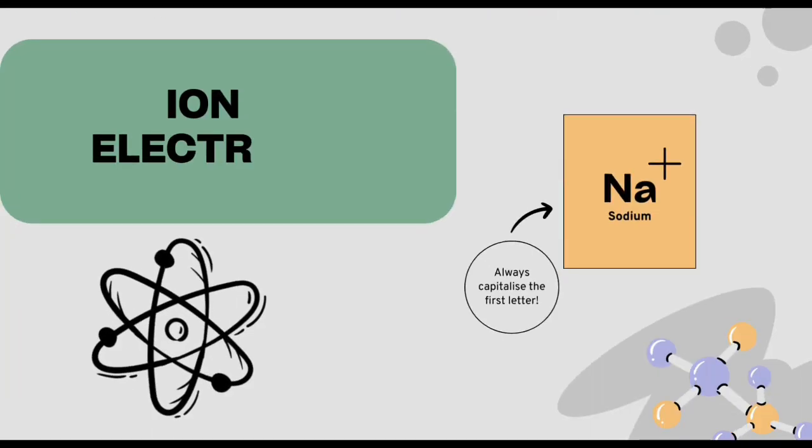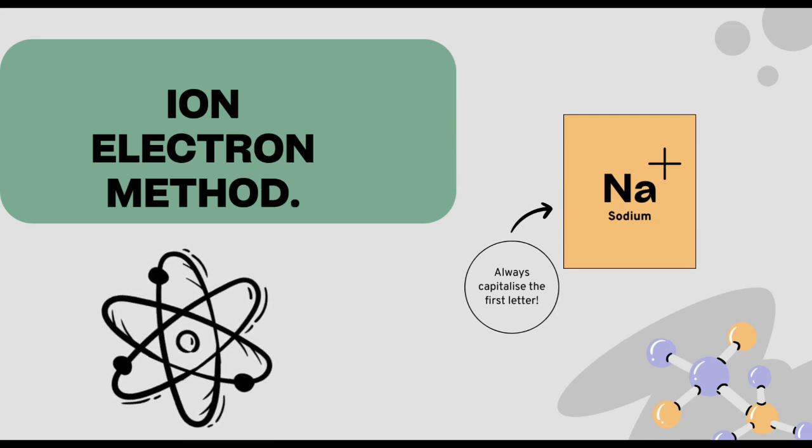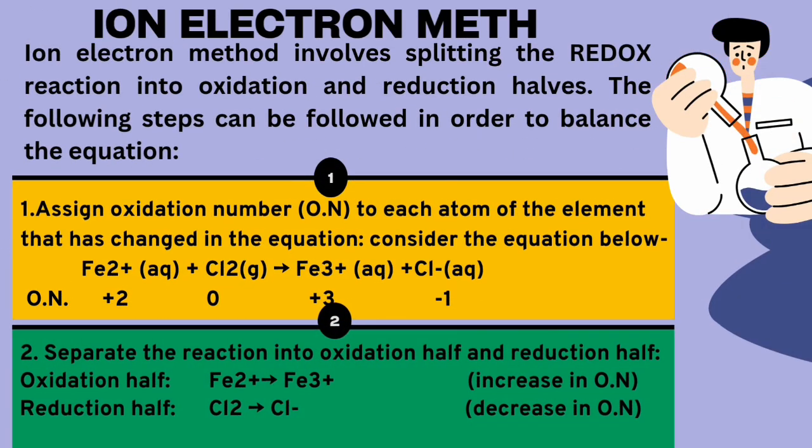Now to the ion-electron method, which involves charged particles. Balancing a redox reaction using the ion-electron method involves splitting the redox reaction into oxidation and reduction halves, if you could remember our first video. And this involves 6 simple steps. One, assign oxidation number to each atom of the element that has changed in the equation. Throughout, consider the equation below between iron 2 plus and chlorine molecule to give iron 3 plus and chloride ion.